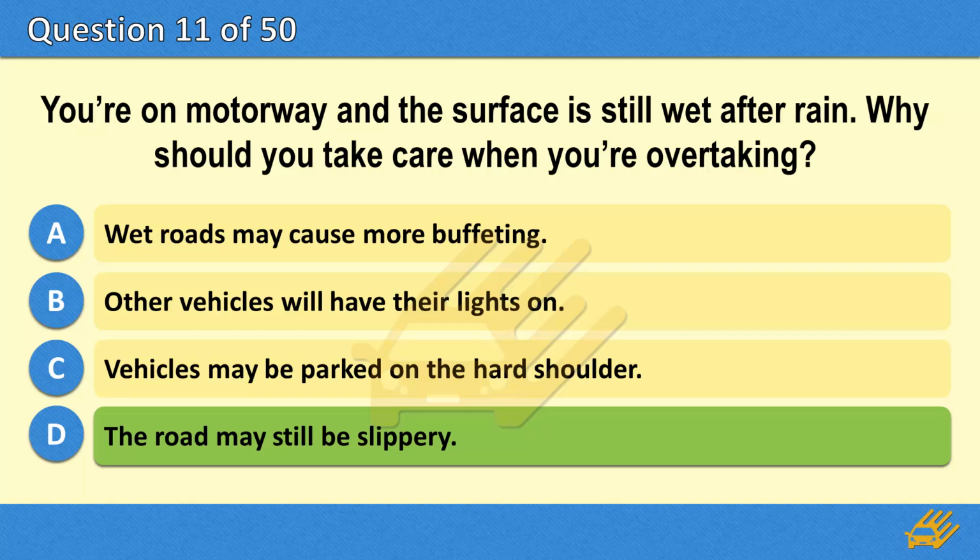The correct answer is D. The road may still be slippery.